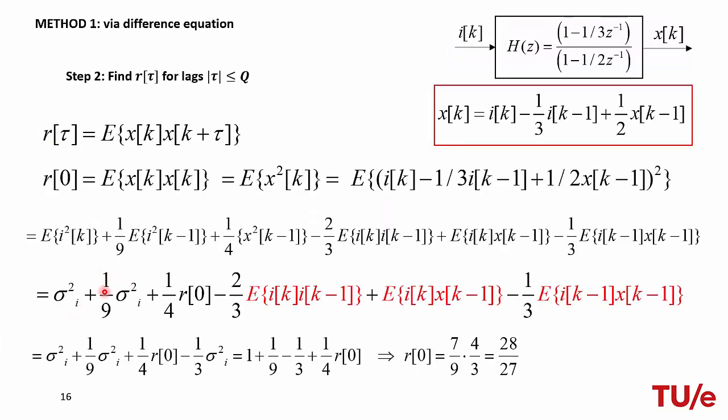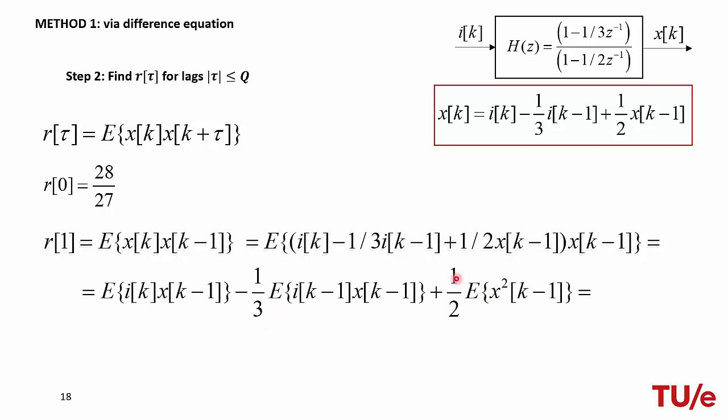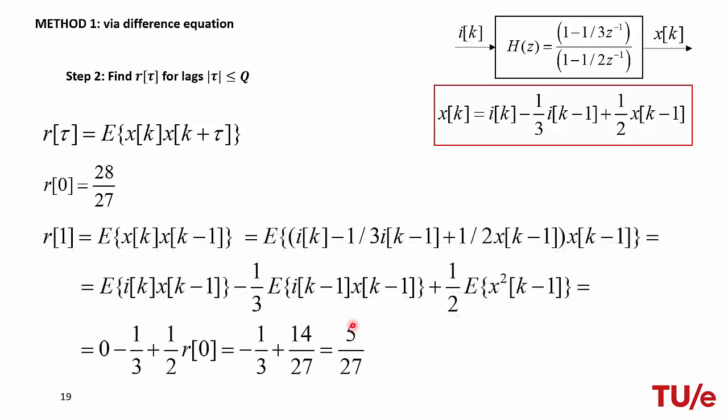Now we just need to put all the pieces together, and we get at the end that the autocorrelation of x at lag 0 is equal to 28 over 27. Now, with very similar reasoning, we can also calculate the autocorrelation of x at lag 1, and we obtain in this case that the autocorrelation at lag 1 is equal to 5 over 27.